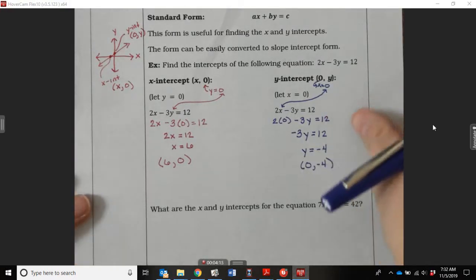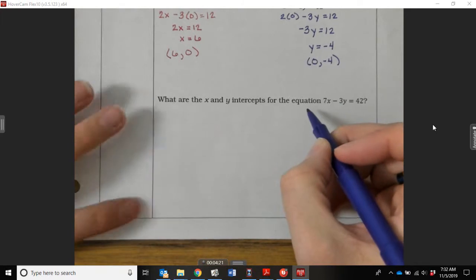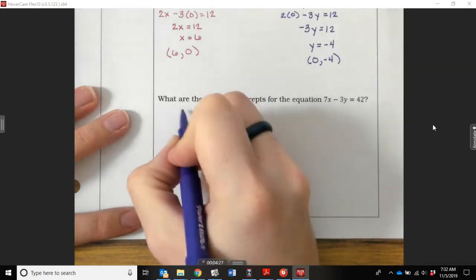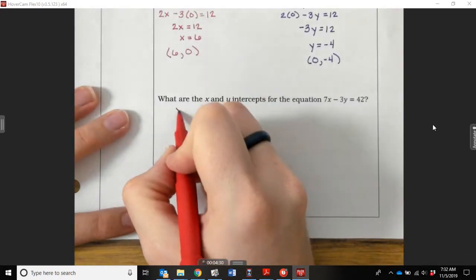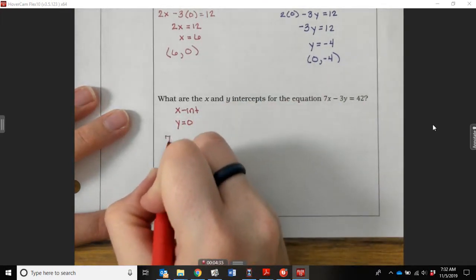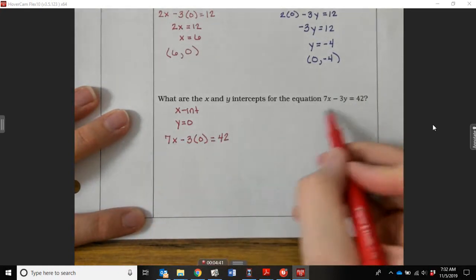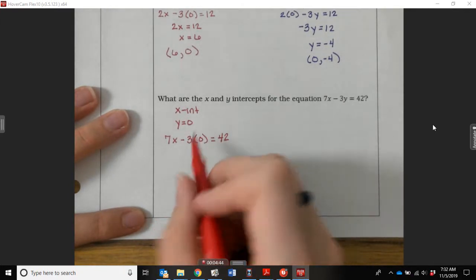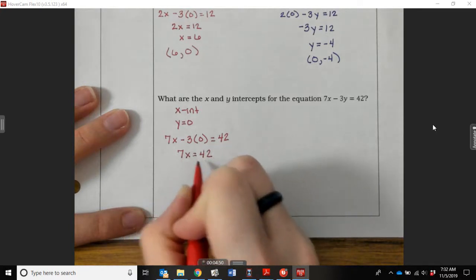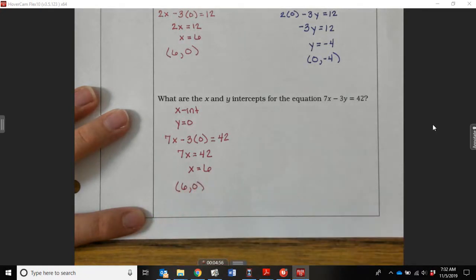Okay, but I want you to be able to do it without just using the calculator. The calculator should be your checking point. And so we're going to do another one. What are the x and y intercepts for the equation 7x minus 3y equals 42? So if I'm trying to find the x-intercept, that means y equals 0. So I have 7x minus 3 times 0 equals 42. We're just using this equation and we're plugging 0 in for y. So this part disappears and I have 7x equals 42. I divide both sides by 7 and I get 6. So my ordered pair is (6, 0).